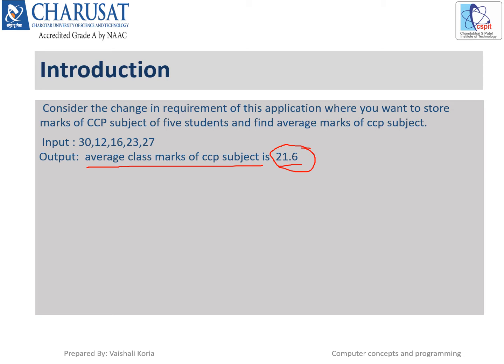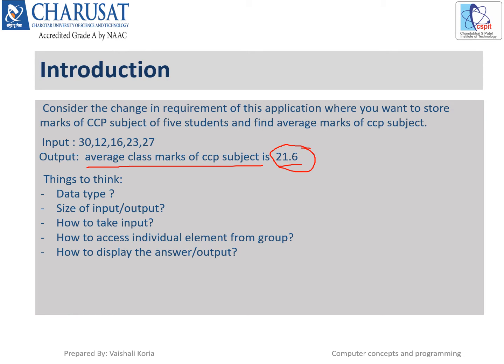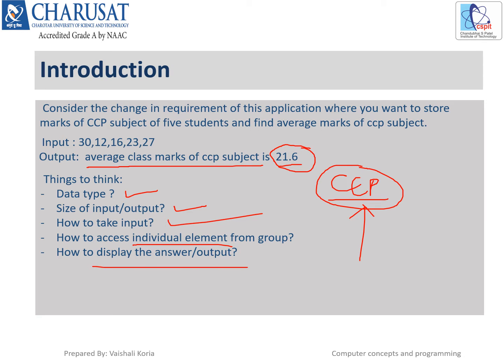So if I want to do this, what are the things that I have to decide? If I want to take one variable CCP, can I store more than one value in that? What can be the data type, what can be the size of the input, how to take the input? And if I am creating a group, how can I access the individual element from that group? How can I display the answer or output? So all these things we need to discuss.